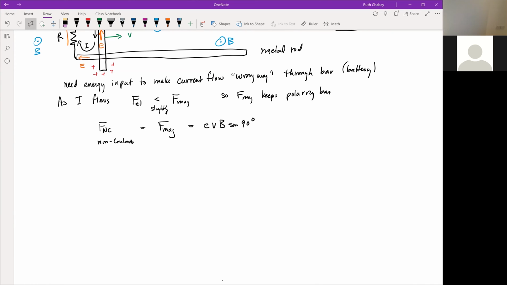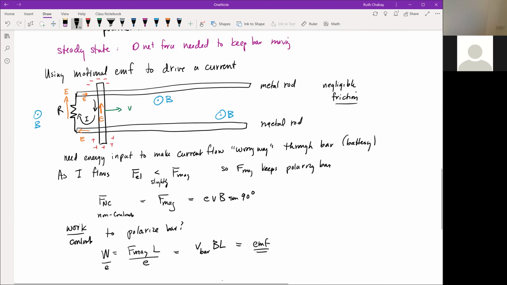Now, how much work per unit charge is this, quote, battery doing? So to move a charge to polarize the bar, well, the work is just the magnetic force times the length of the bar. And if we divide this by the charge on an electron, we get that the work per unit charge put in by this non-Coulomb force is the velocity, the speed of the bar, times BL, and that's the EMF of the battery. So that agrees with what we found above.